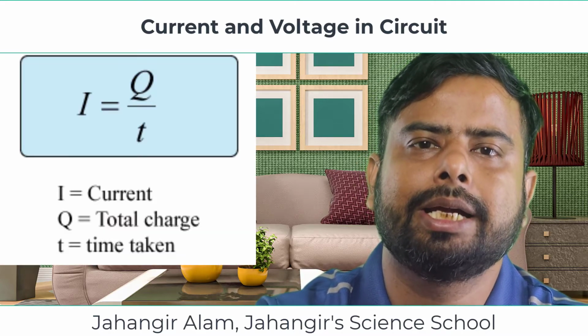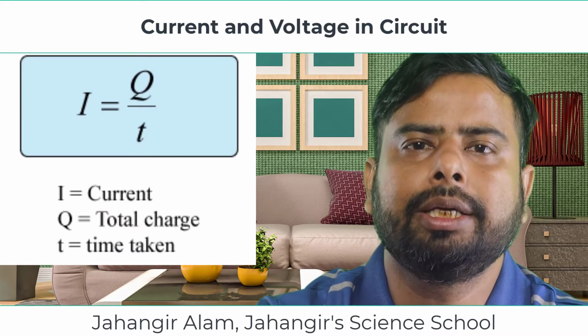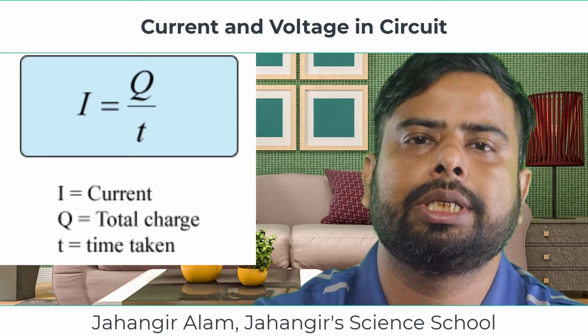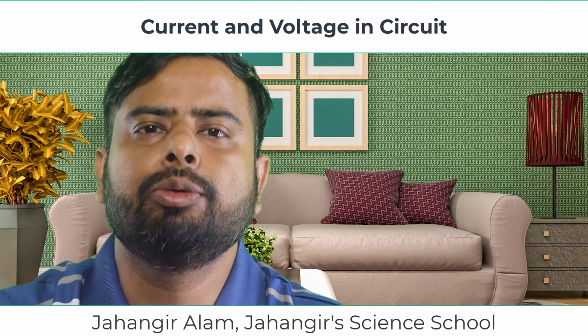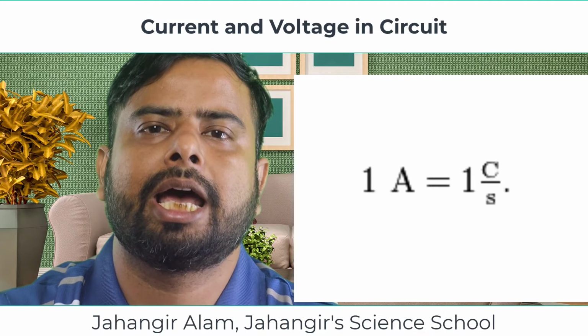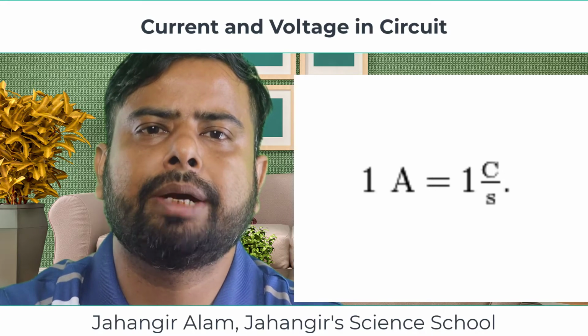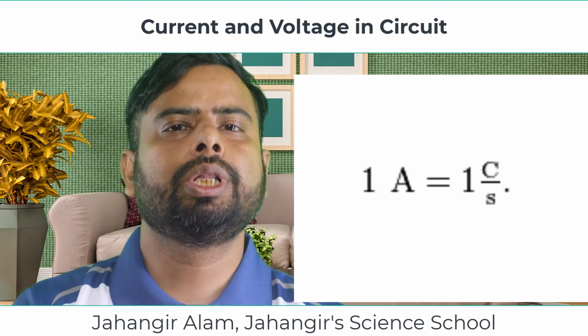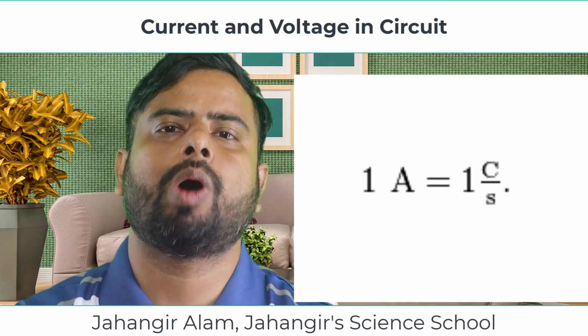So electric current I equals charge divided by time. I equals Q divided by T. The unit of electric current is ampere. 1 ampere means if 1 coulomb of charge flows through a conductor within 1 second, it is called 1 ampere.